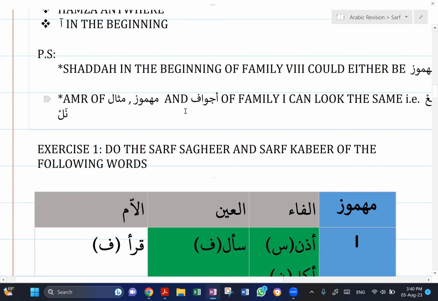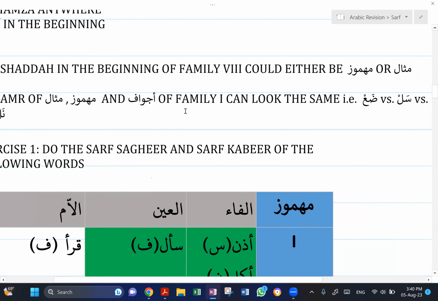Just maybe a point, like I mentioned last time, the Amr of Mithal, Mahmooz, and Ajwaf can be confusing a bit because they can all look the same. For example, we talked about Sal. We just did Sal right now. This is Sa'ala yas'alu, al-amru minhu Sal. And then this is Wada'a yada'u.